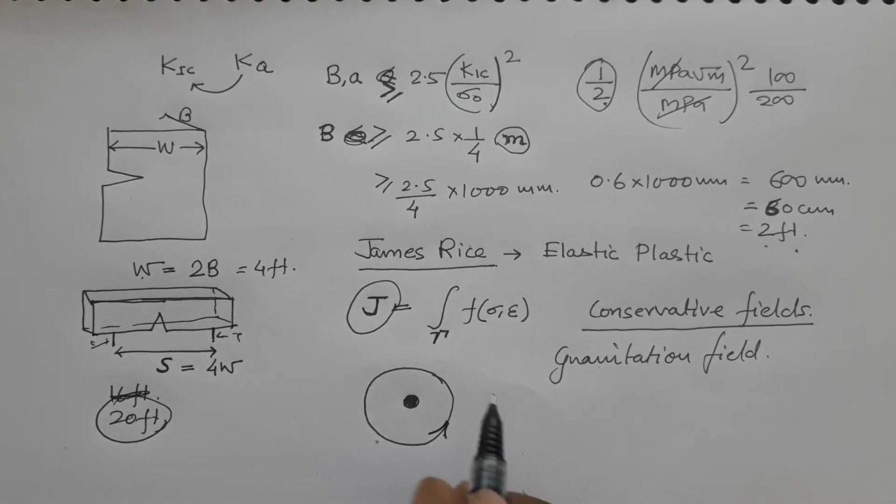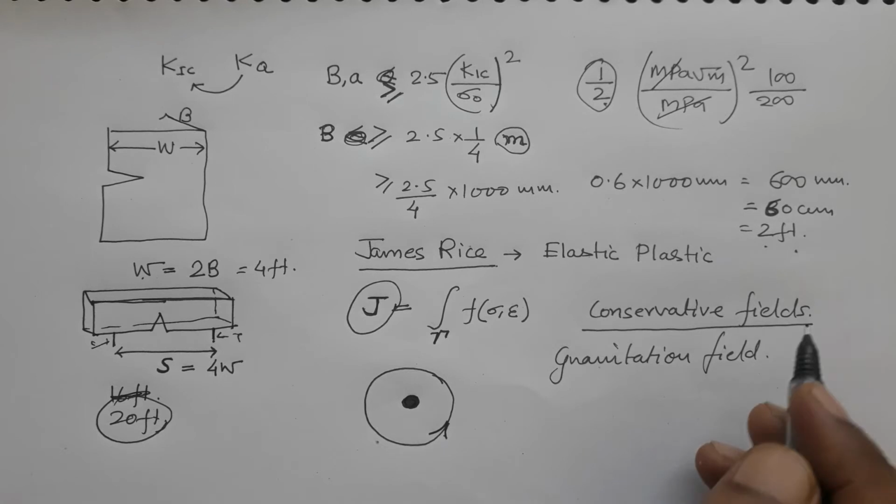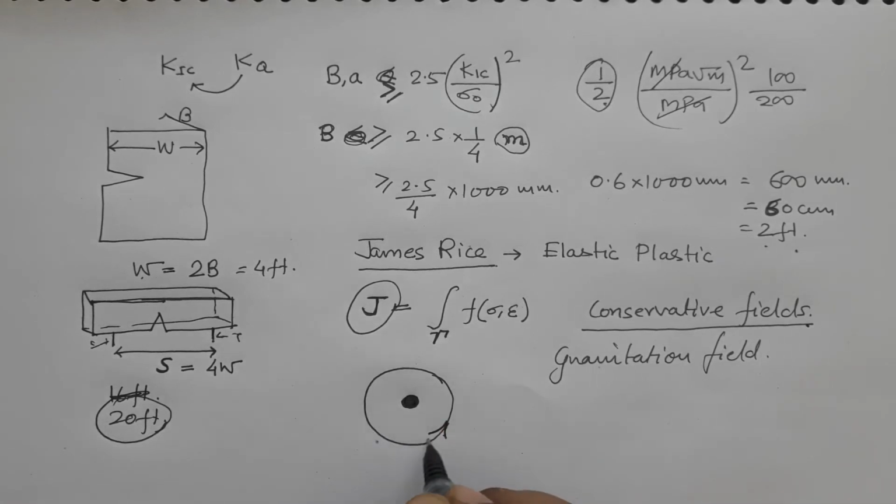But if the line integral is circumscribing that mass, then this is the property of a conservative field in physics, that this closed line integral will give you a value of 0.